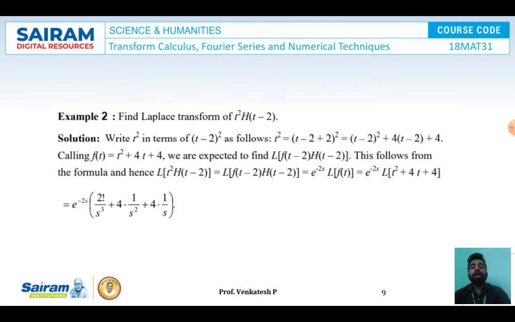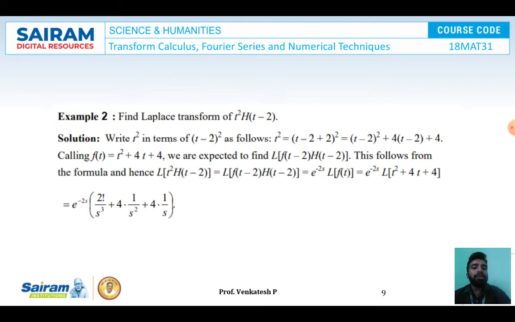Example number 2. Find the Laplace transform of t square into h of t minus a. The first thing is to choose a function f of t minus a. So here f of t minus a will be equal to t square, and by seeing the problem we can say that the value of a will be equal to 2. Therefore we can consider that f of t minus 2 will be equal to t square. Now we need to convert this f of t minus 2 in terms of f of t. So I am replacing t with t plus 2, and we'll be getting the equation like this.